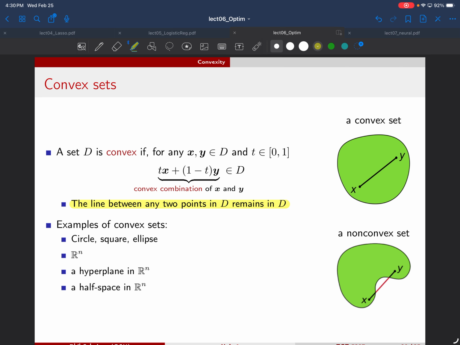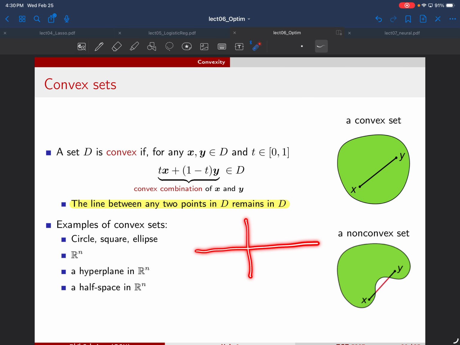Is this notion of convex sets pretty clear? Okay, great. Here are some examples of convex sets. There are many, but just a few: a circle is a convex set, a square is a convex set, an ellipse. The set of all n-dimensional real vectors is a convex set. A hyperplane in Rn is a convex set. A half space in Rn is a convex set.